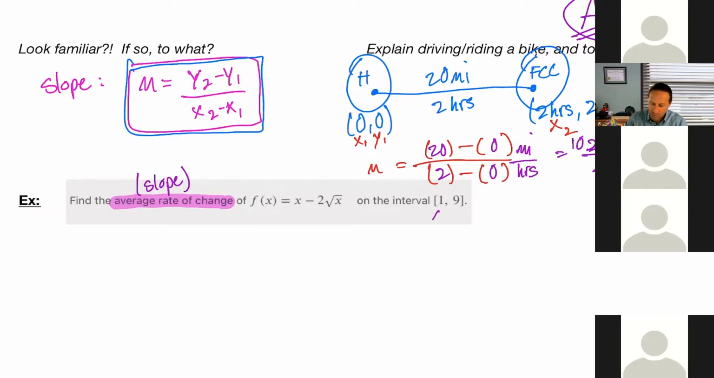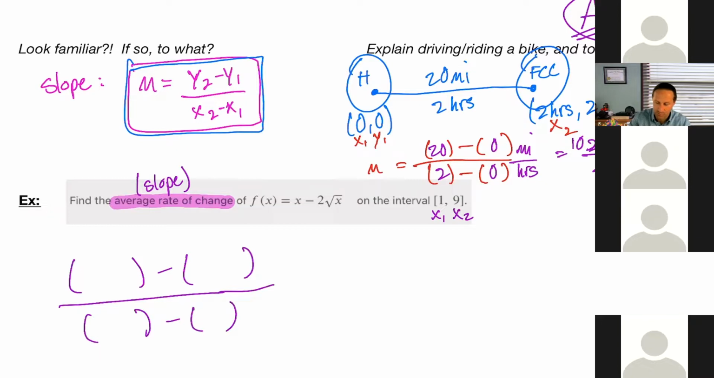And they gave you 2 x's. Here's my first, here's my second, in interval notation. So I already know that I'm going to do y2 minus y1 over x2 minus x1. And of that stuff, what do we already know? My x values. What's the only thing I'm going to have to work to get? The y's. That would be wise. Very good, Will.